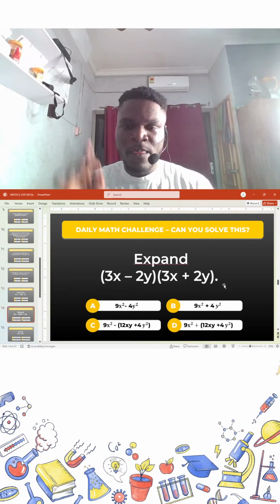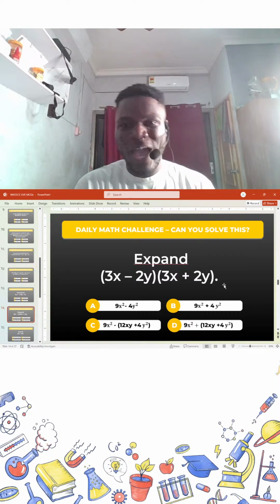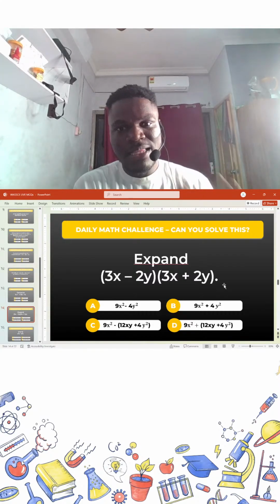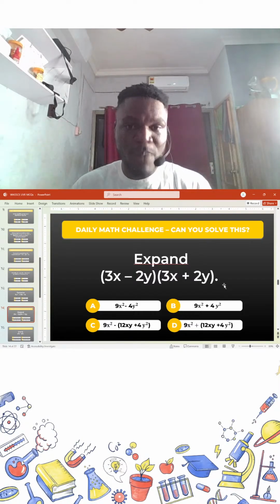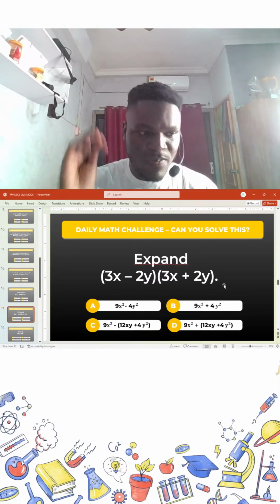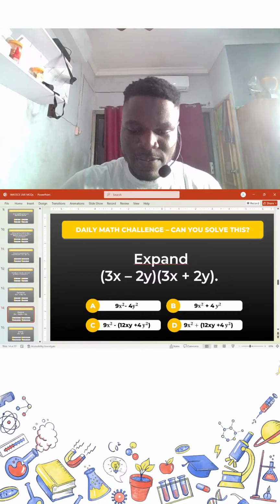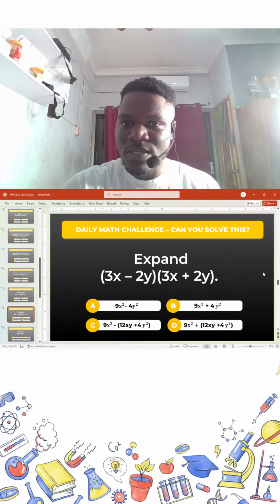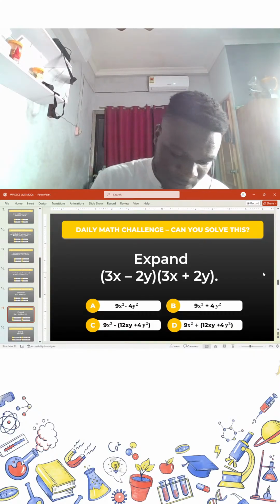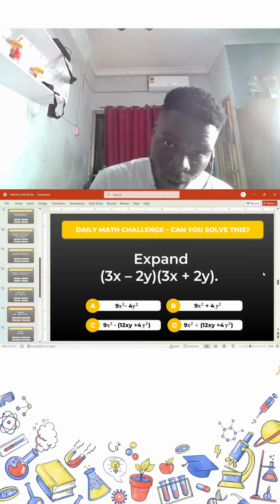All right, so we have another problem. We have to expand into bracket 3x minus 2y, bracket close, then another bracket 3x plus 2y. This is very easy. We are just to expand this expression. All right, so let's proceed to solve this. We have to expand 3x minus 2y, then multiplied by 3x plus 2y.